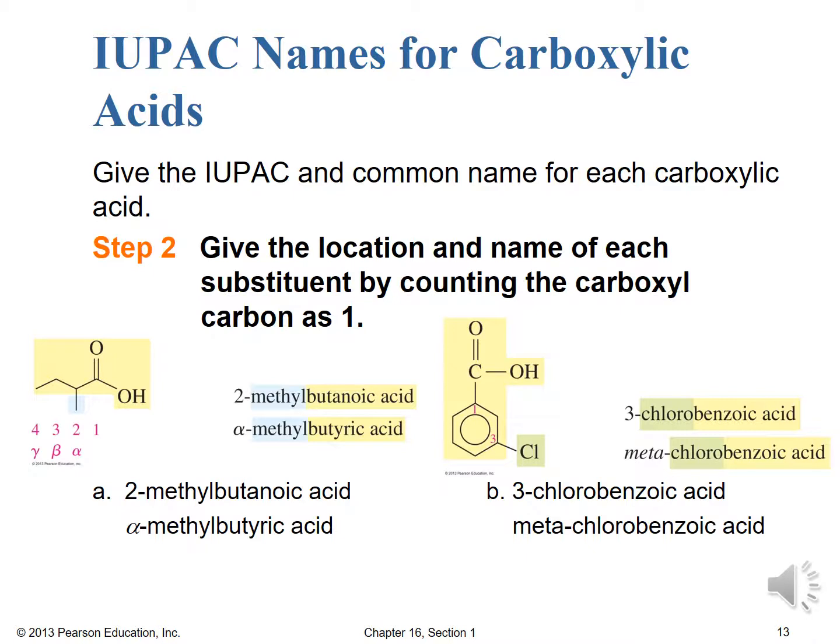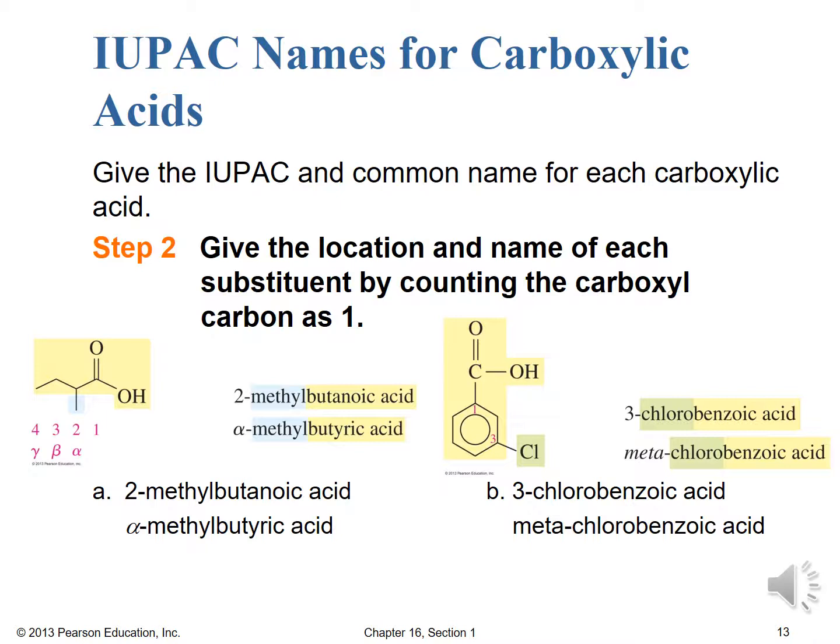Moving on to step 2, we're looking at the location and name of each substituent, counting the carbon as carbon number 1. For the straight chain, it's the carbon of the carboxyl group that's carbon number 1. For the benzoic acid, it's the carbon to which that carboxyl group's bonded in the ring that's carbon 1. So if we look at A first, we see that it's carbon 2 there, the alpha carbon, that bears that methyl group. So according to IUPAC, the name for that particular structure is 2-methylbutanoic acid. If we want to give the common name, it's alpha-methylbutyric acid.